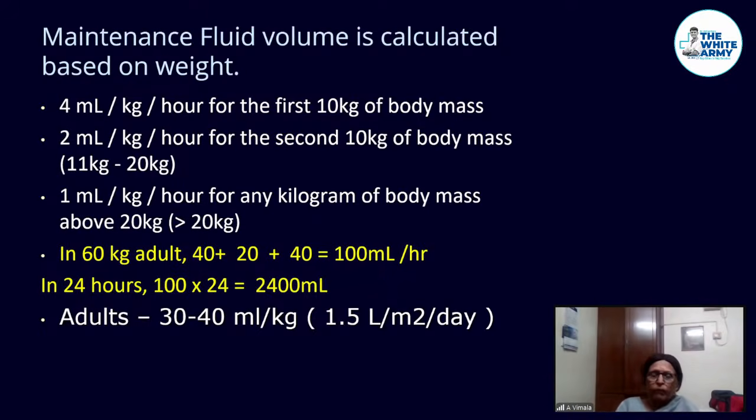And how do you do this in children, and in adults? 4 ml per kg per hour, this is for children, for the first 10 kg. 2 ml per kg per hour for the second 10 kg. And 1 ml per kg for the remaining. So for a 60 kg adult, it will be 40 plus 20 plus 40, that is 100 ml per hour. In 24 hours, they should receive around 2400 ml.